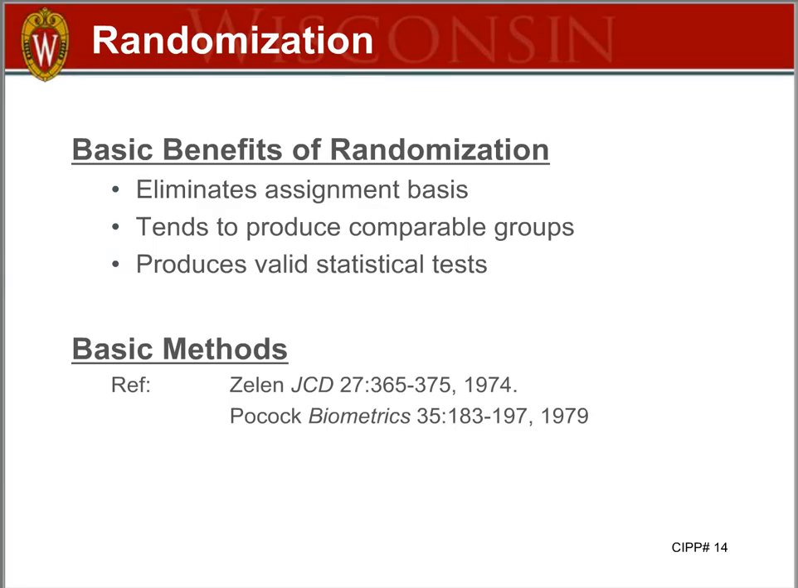Randomization. I mentioned earlier that randomization really is our best way of eliminating bias. It tends to produce comparable groups between treatment A and treatment B, and it produces valid statistical tests. There are some very nice classical papers which describe these benefits in some detail.